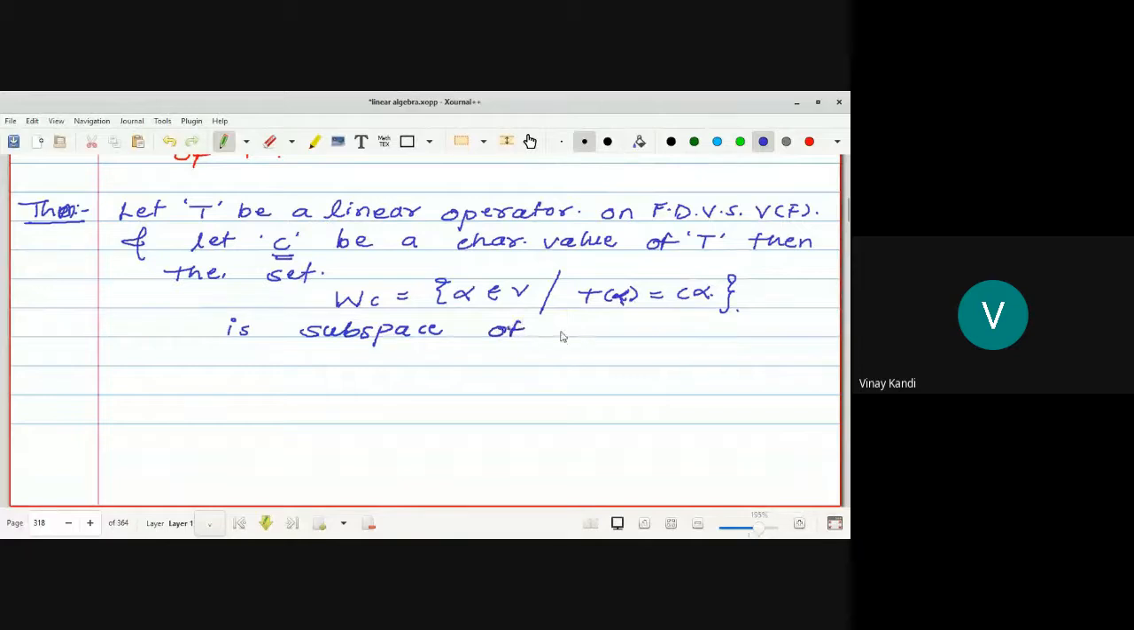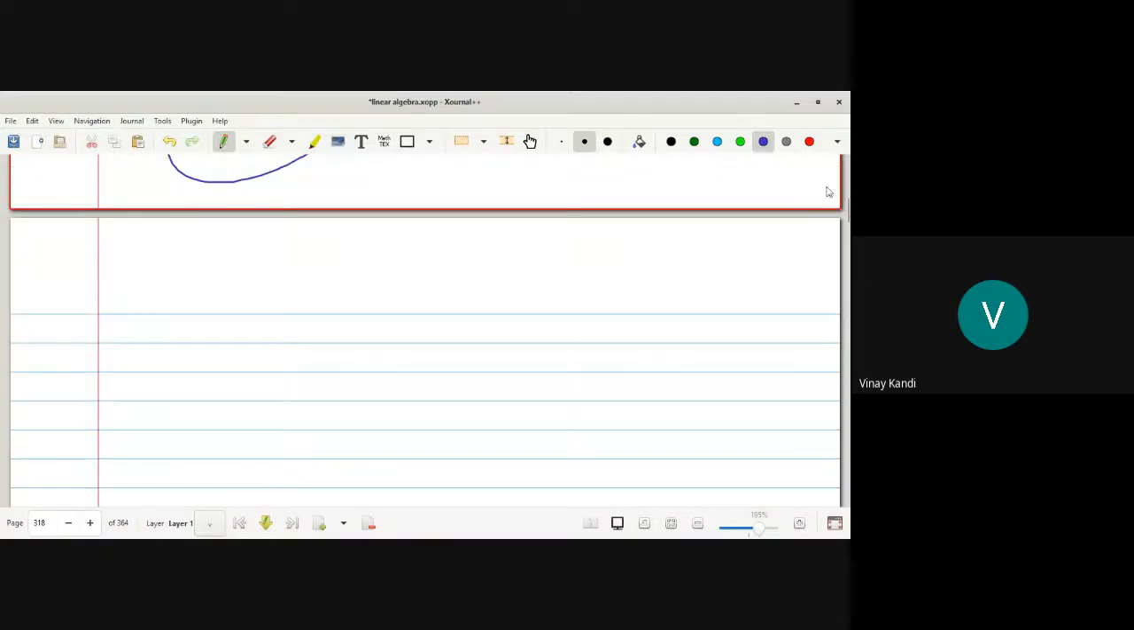of what? A subspace of V. It is a collection from V, we are collecting from V. So if this is V and this is WC, what is WC? Collection of all alpha belongs to V such that T of alpha is equal to C alpha. That means the collection of all the characteristic vectors of T relative to C. Then we have to show that this WC is a subspace of V. Let's get the proof.